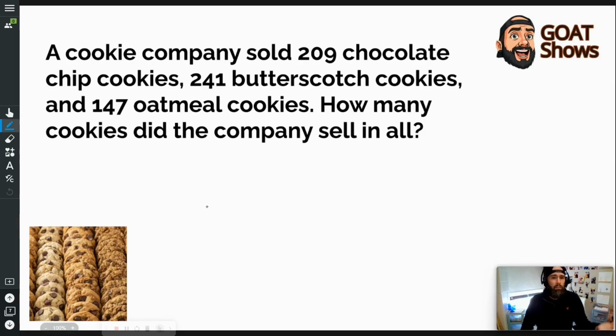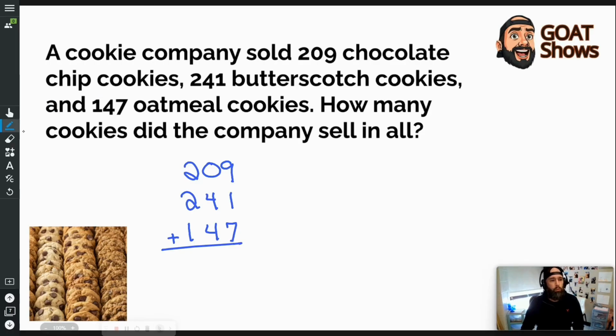209 and 241 and 147. How many cookies did the company sell in all? We're going to add again. Write out 209, and we're going to add 241, and we're going to add 147. Add them up. Start all the way from the top right. 9 plus 1 is 10. 10 plus 7 is 17. Write out your 7. Carry the 1.